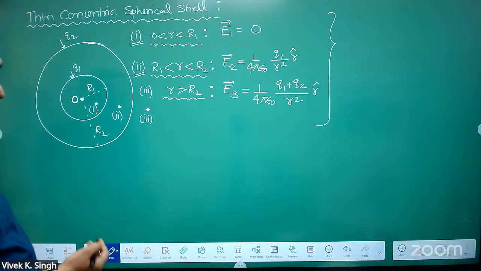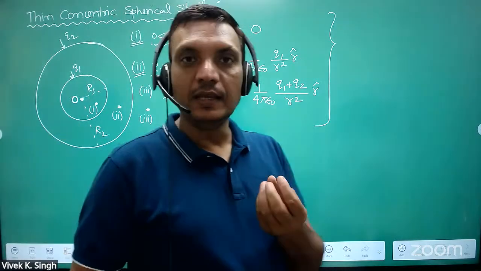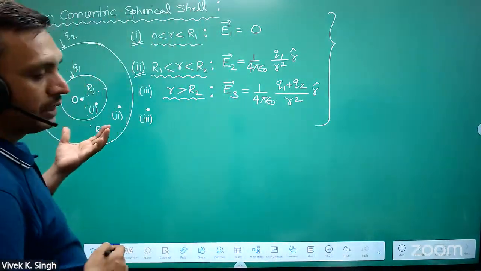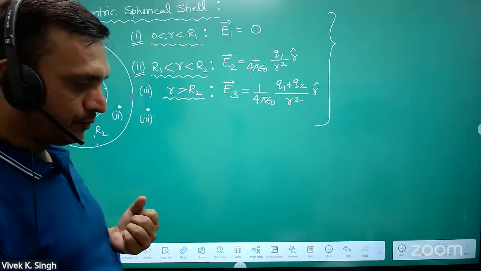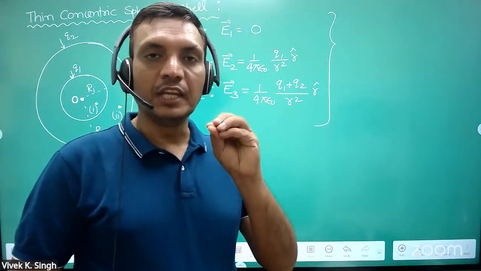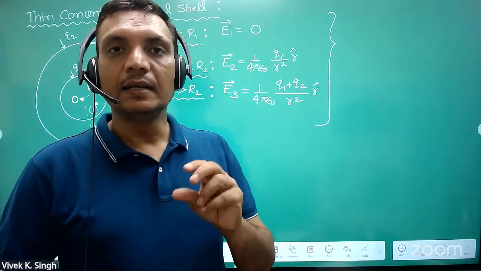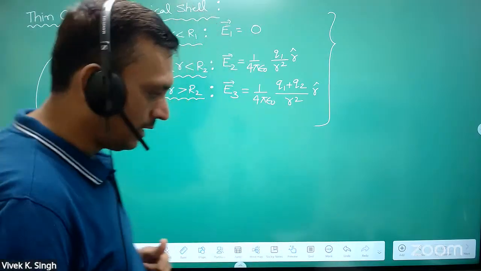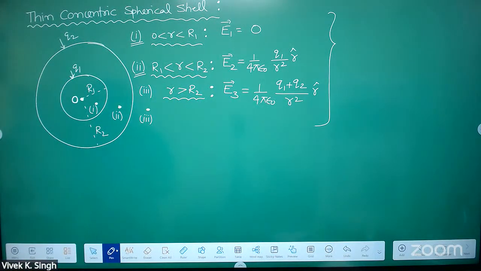So in this way, you can find the electric field whenever there is a spherical symmetry. I have considered the case of a thin spherical shell and a concentric thin spherical shell. Charge is distributed uniformly. Note it down.